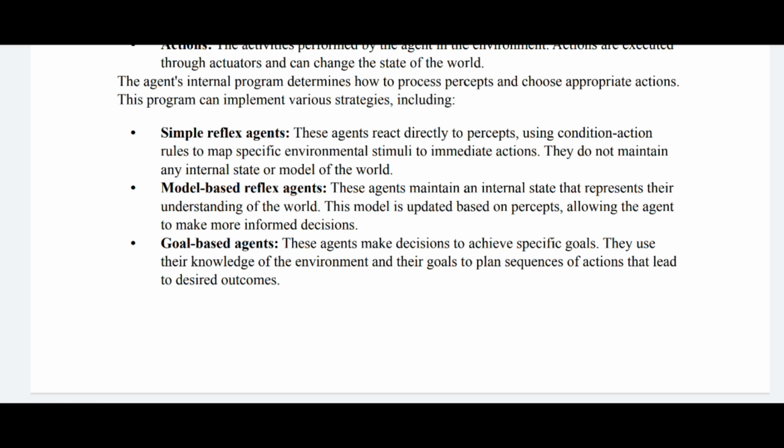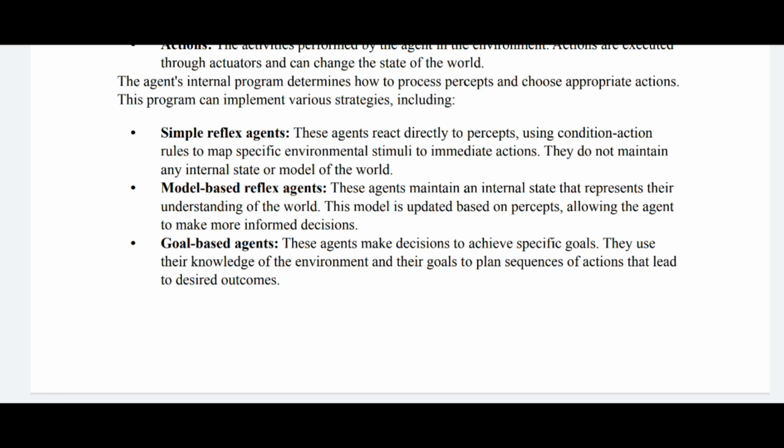Model based reflex agent. These agents maintain an internal state representation and understanding of the world, and the model is updated based on percepts, allowing the agent to make more informed decisions. So if you compare it with the simple reflex agent, in simple reflex there is no internal planning. If you give any answers they can directly provide. If it is good or bad, they do not think about that.